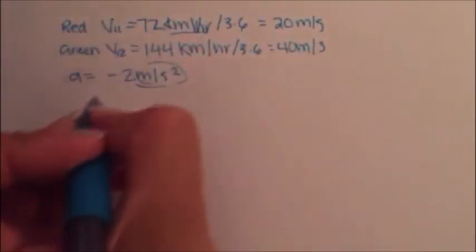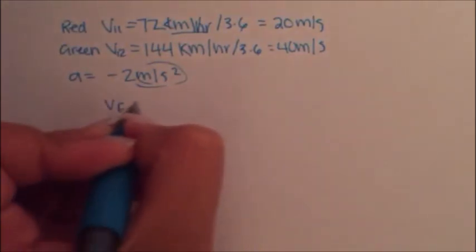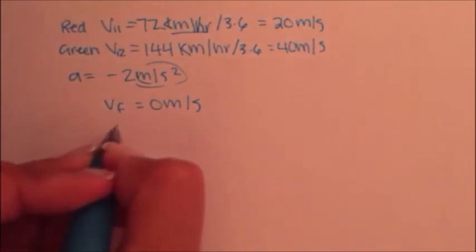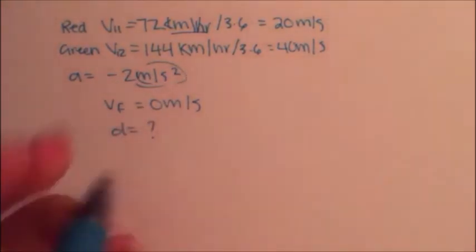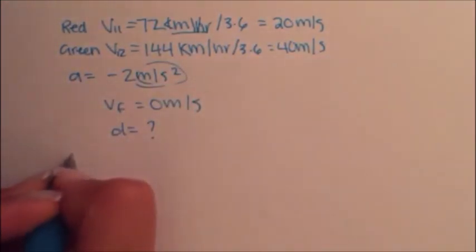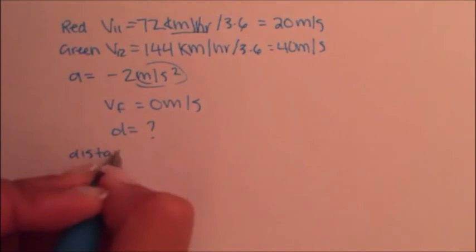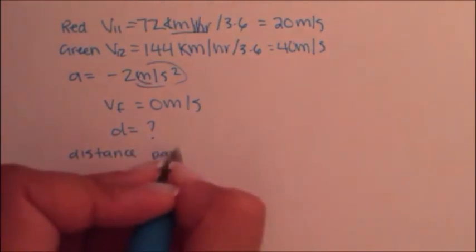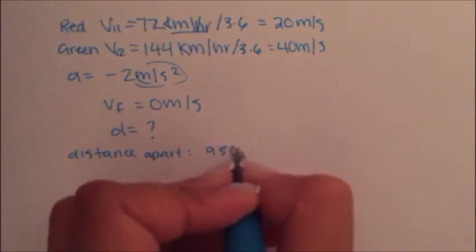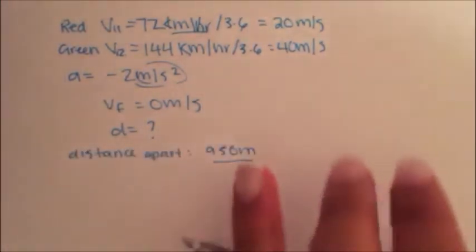And what we're going to assume is that these trains stop. So we're going to set the final velocity for both at 0 meters per second. And we don't know the distance, and that's what we're trying to solve for, to see if they clash or not. And we know that the distance they're apart is 950 meters, and that's something that we'll use later.